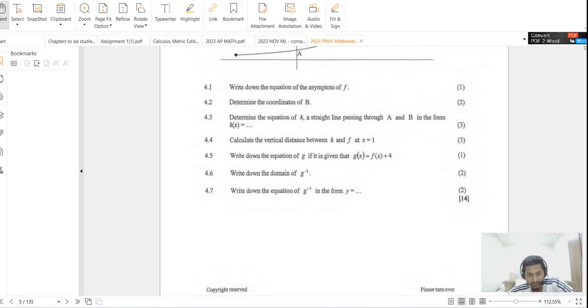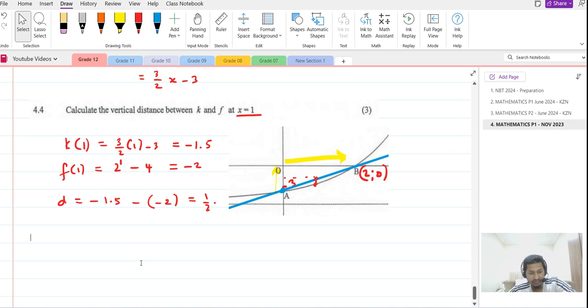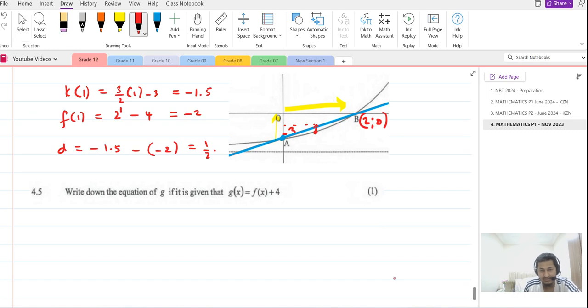Right, so next question. We want to write down the equation of g. It's a transformation question such that g of x is f of x plus 4. We're just shifting this graph 4 units up. So g of x is equal to 2 to the power x. What was f of x? 2 to the power x minus 4. Now we're adding 4, so g of x is equal to 2 to the power x. Simple. Next question.